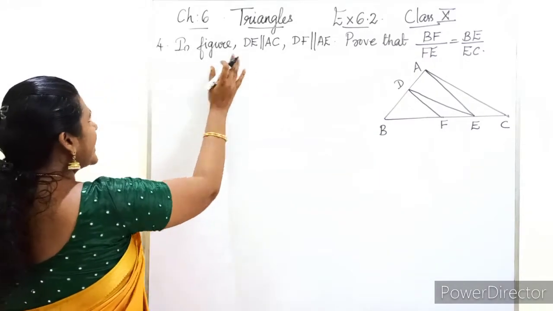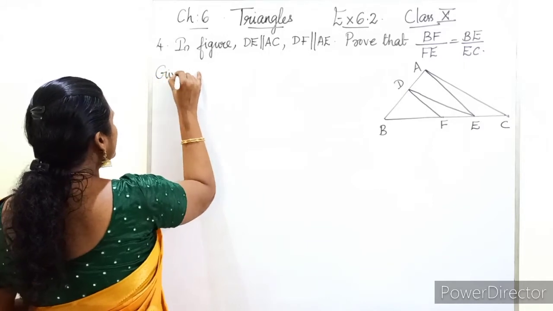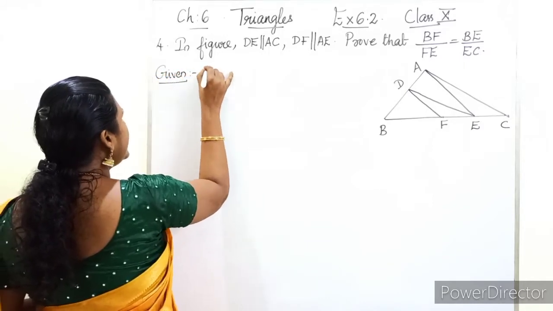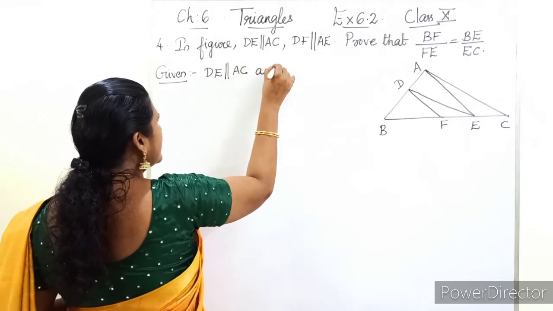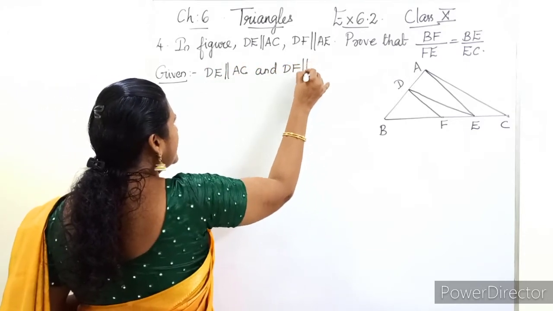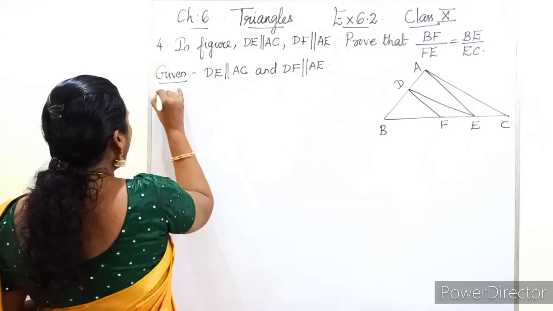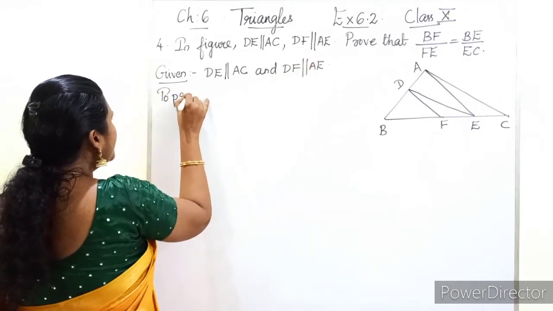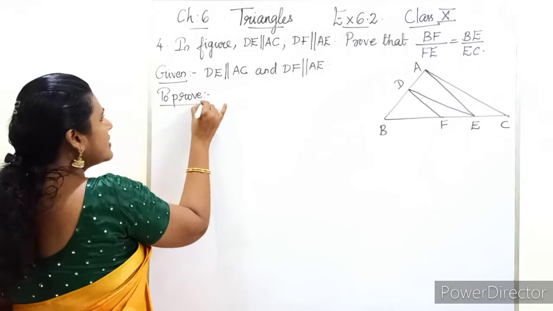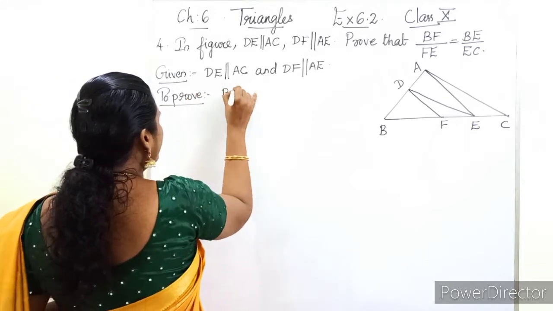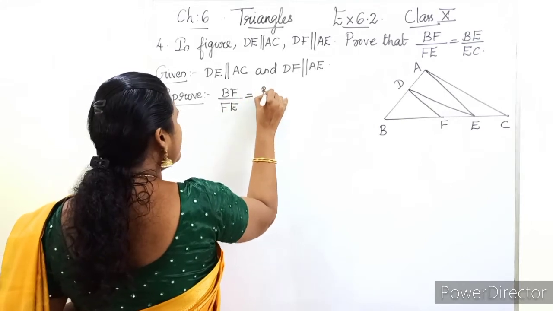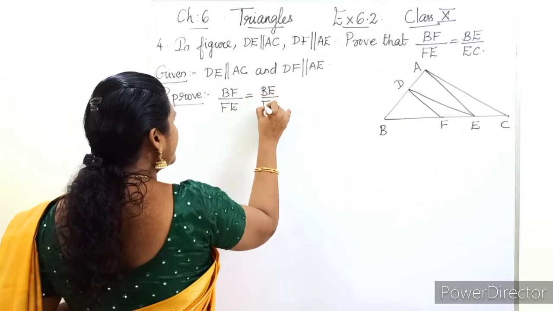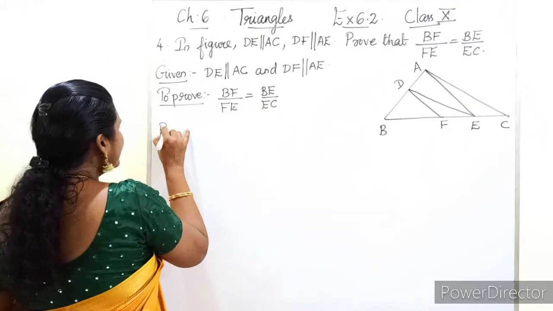So first we will write what is given in the question. So given DE is parallel to AC and DF parallel to AE. Now what we have to prove here? To prove BF by FE is equal to BE by EC. Now proof, we'll see the proof.